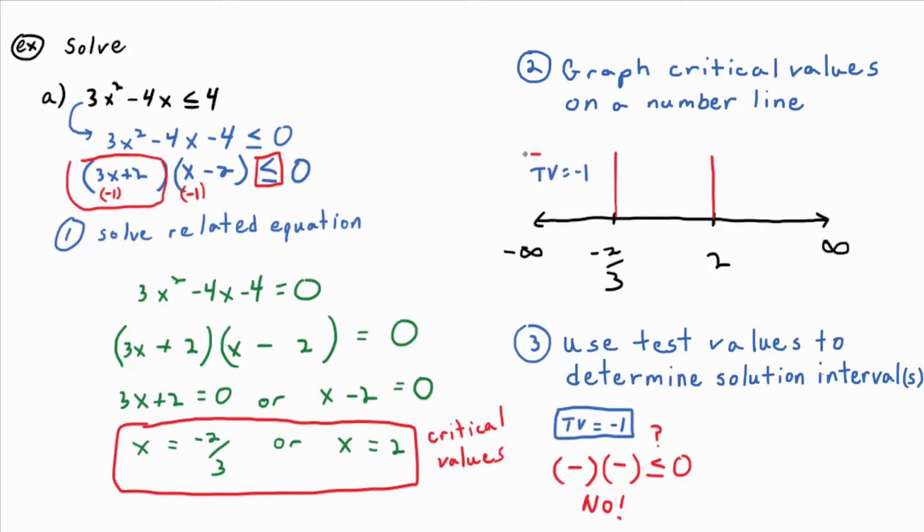You got the test value of -1 from the interval -infinity to -2/3. As goes the test value, so goes the entire interval. So any number from that interval will not satisfy the inequality. So you put in a big old no right here. No.